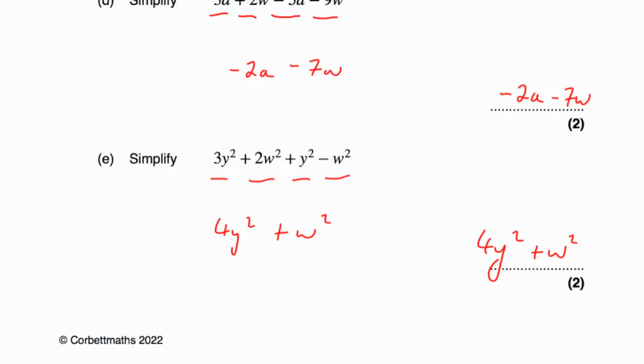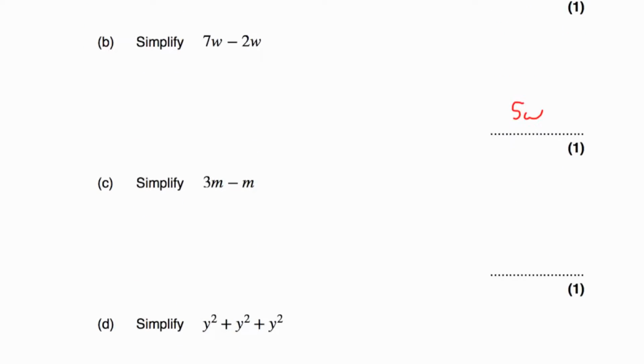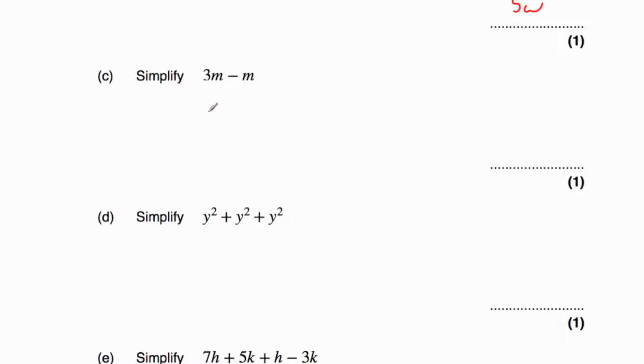Okay, let's look at our next question. Question number 18a says simplify 2x plus 2x. Well, 2 lots of x plus another 2 lots of x would be 4 lots of x, so 4x. Question 18b says simplify 7w take away 2w. Well, if we had 7w's and we take away 2w's, that would leave us with 5w's, or 5 lots of w, like so, 5w.